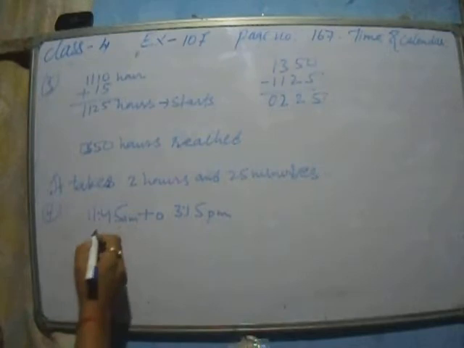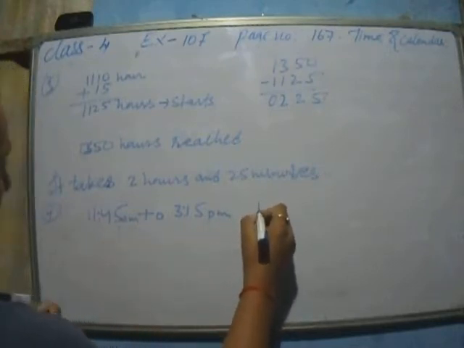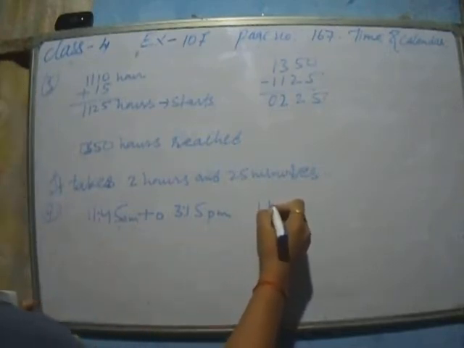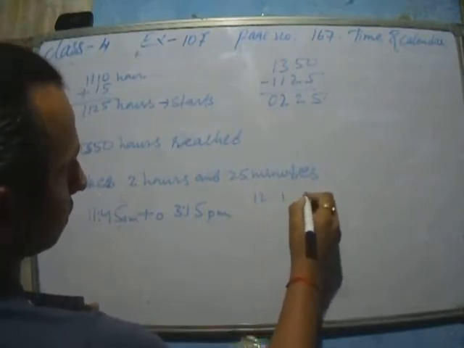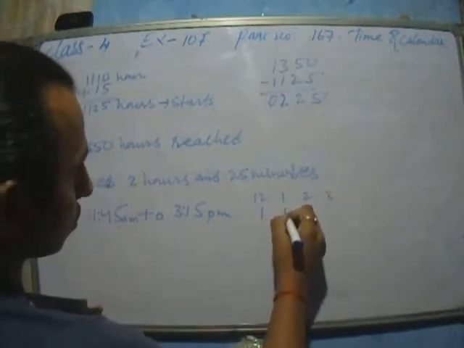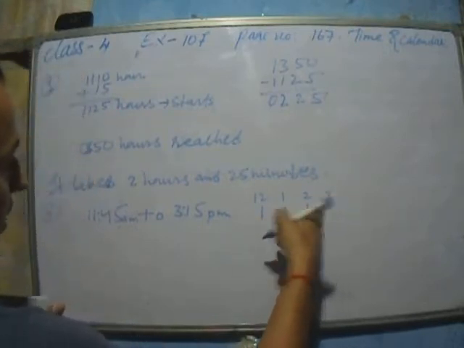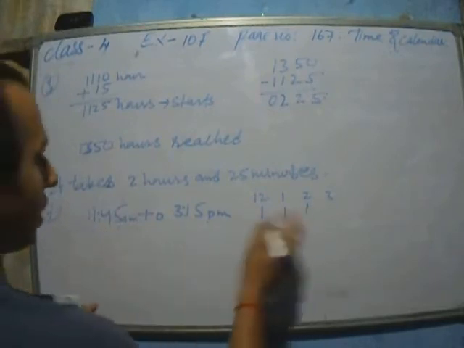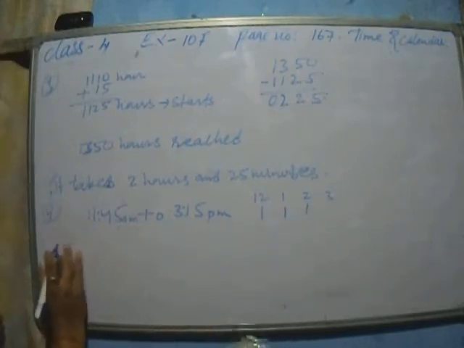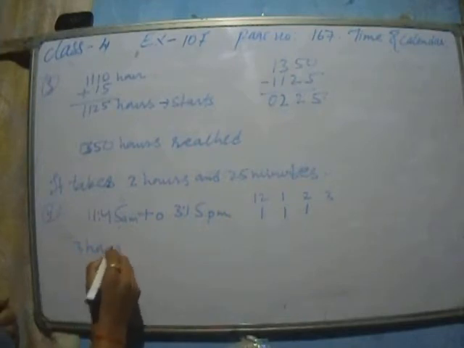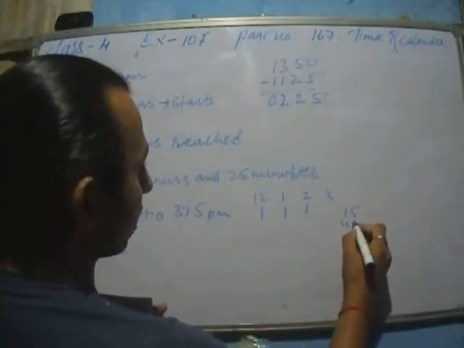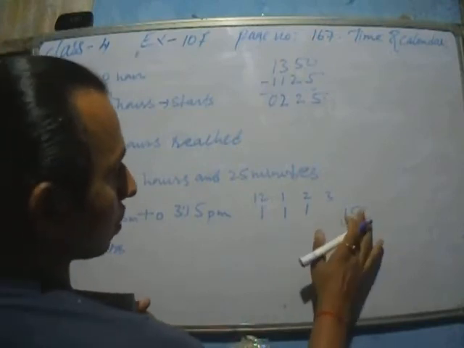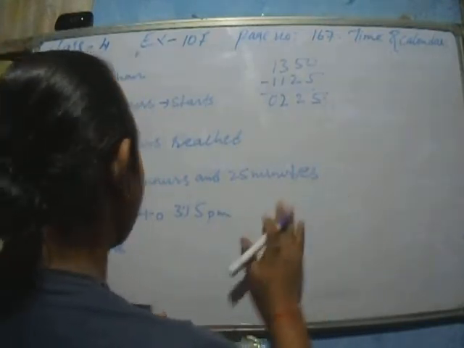So 11 to 12 is 1, 12 to 1 is 2, then 12, 1, 2, 3. So 1 hour, 2 hours, 3 hours. So here exactly 3:15, here 45. So here we got 3 hours. Now here from 15 we have to subtract 45. That is not possible.